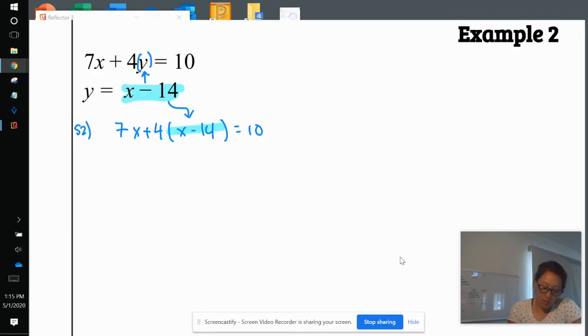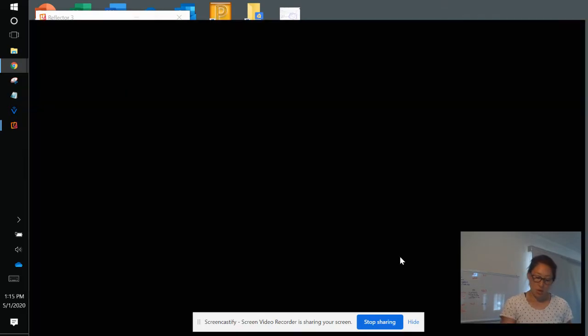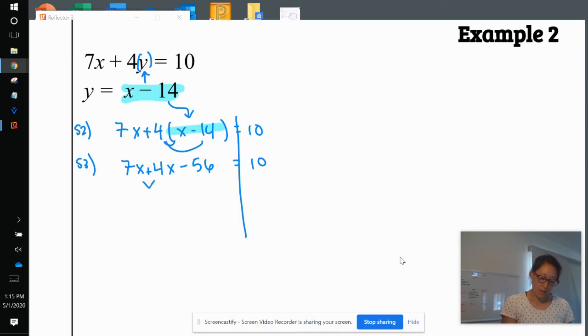All right, now step 3, we solve for x. I get 7x, distribute, plus 4x. 4 times negative 14 is negative 56 is equal to 10. Showing my work, I'm going to combine my like terms. 7x plus 4x gives me a total of 11x minus 56 is equal to 10. Okay. I'm going to add 56 to both sides, again showing my work.